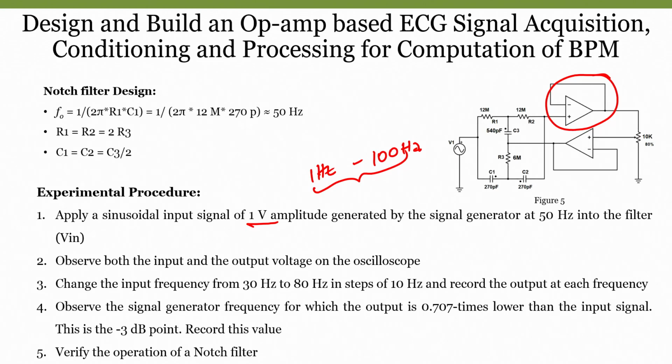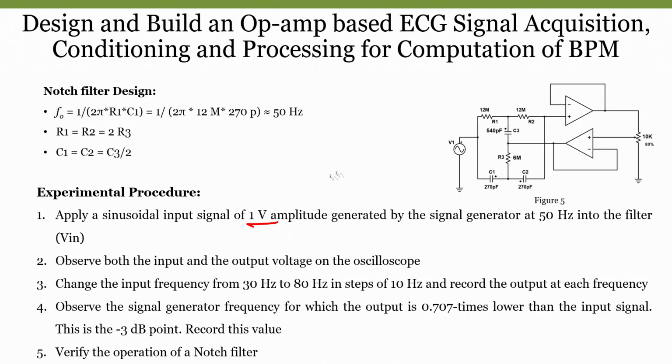That 0.707 factor is because of our minus 3 dB point. So, if we can find the frequency at which the output is 0.707 times the input, that frequency gives us the cutoff frequency of our notch filter, right.